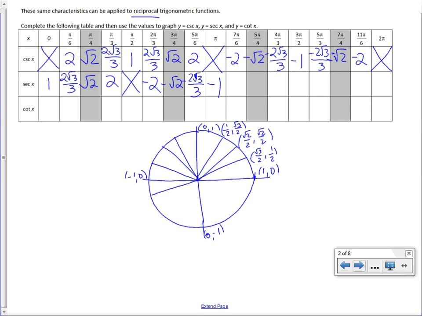And now the x's have gone as negative as you can go, and now they have to come back to the positive. So it's going to be a complete mirror image of this over here. So it'll be negative 2 root 3 over 3, negative root 2, negative 2, undefined, 2 root 2, 2 root 3 over 3, 1.